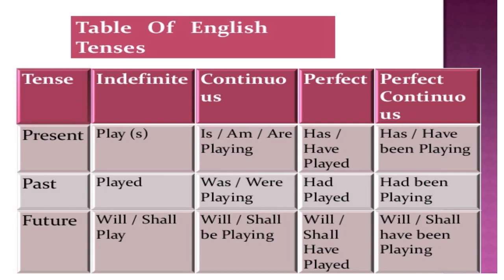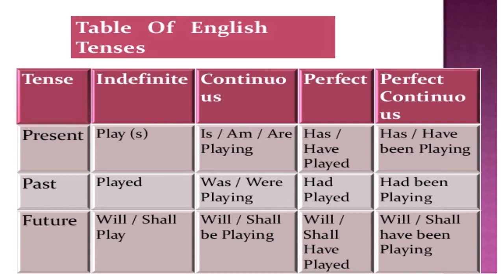As for example, it is given played. The past form of play is played. Then future indefinite tense. In future indefinite tense, we use will or shall plus the first form of the verb. One example is given here, will or shall plus play. Then continuous. Present continuous tense is am, is, are plus the ing form of the verb. In past continuous, we use was or were plus the ing form of the verb. In future continuous, we use will or shall plus be plus the ing form of the verb.